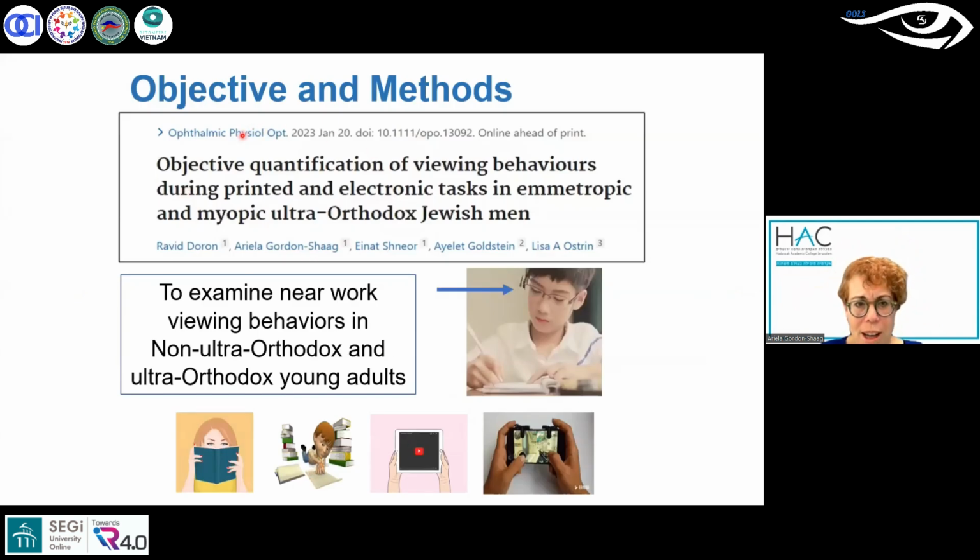So this is a paper that came out in Ophthalmic and Physiological Optics in January, and we're objectively examining near viewing behaviors in non-ultra-Orthodox and ultra-Orthodox young adults. As I said, we couldn't get the children to wear them. We said we're going to invite adults in and try it in the lab.